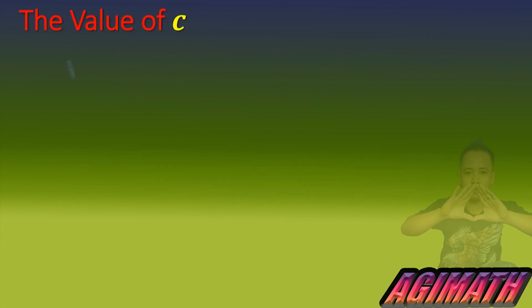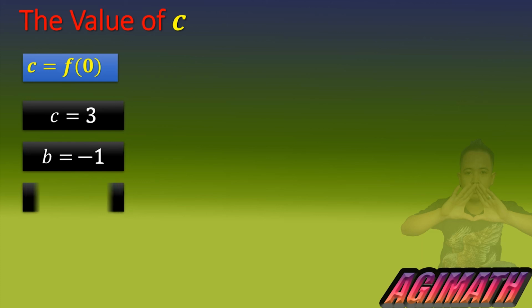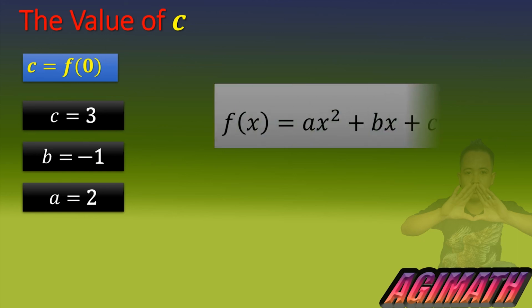The value of c is simply equal to f of 0. So again, the value of y when x equals 0 is also the value of c. So now we have c is equal to 3. And collecting together what we have earlier, b equals negative 1 and a equals 2, we can now have our quadratic function in standard form.